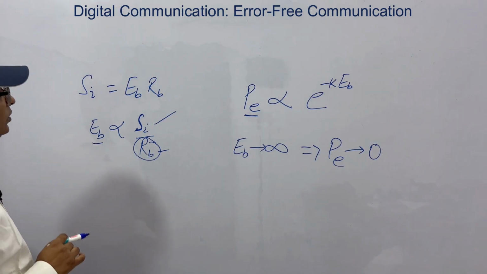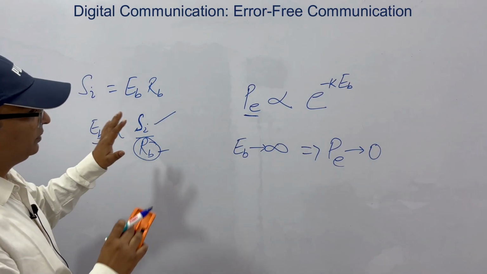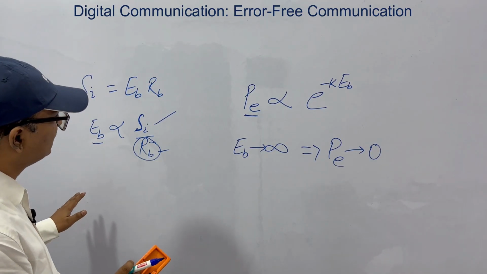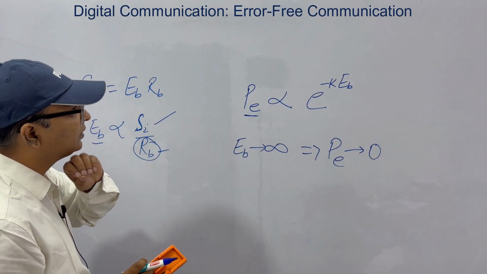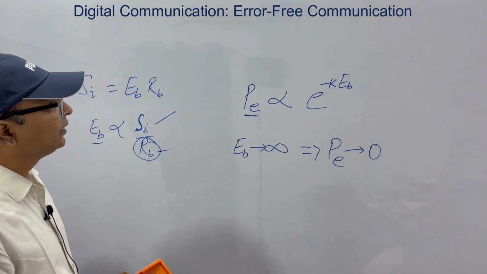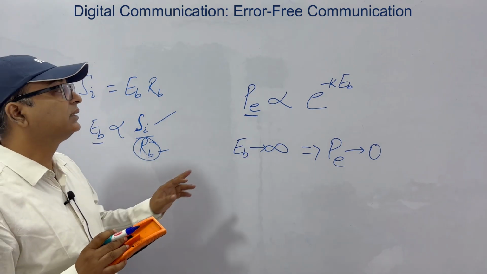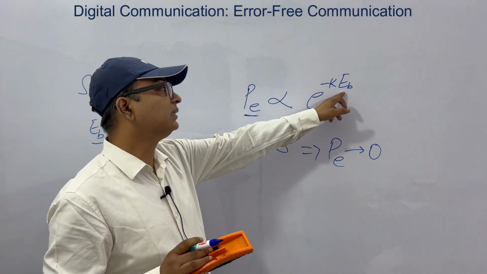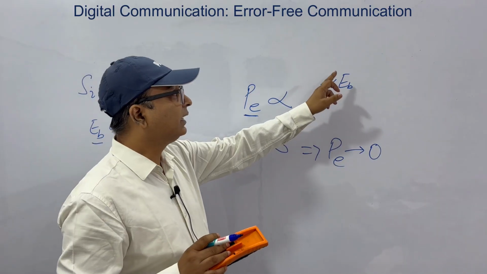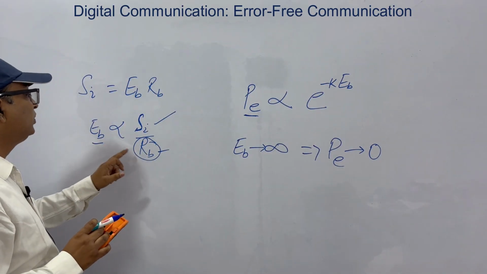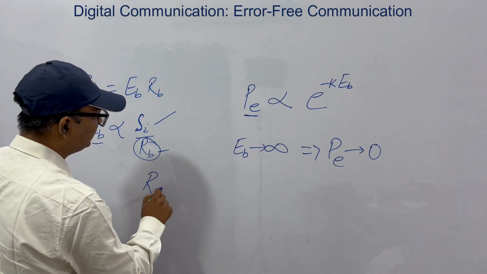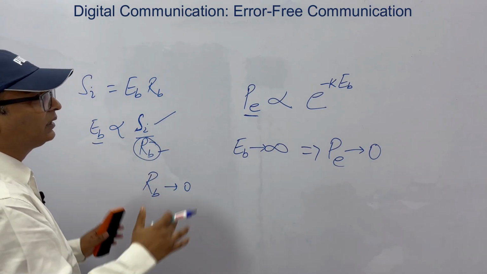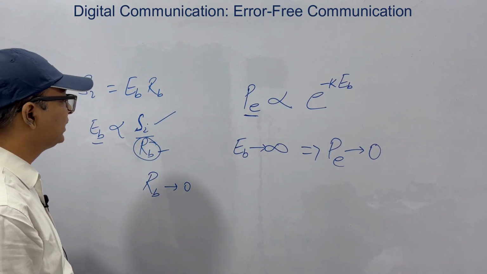Okay, so from these equations, we understand that to make the probability of error 0, the only possibility is to increase EB, that is energy per bit, to infinite levels, and that is possible only when you reduce the data transfer rate to almost 0. So this thing is not desirable.